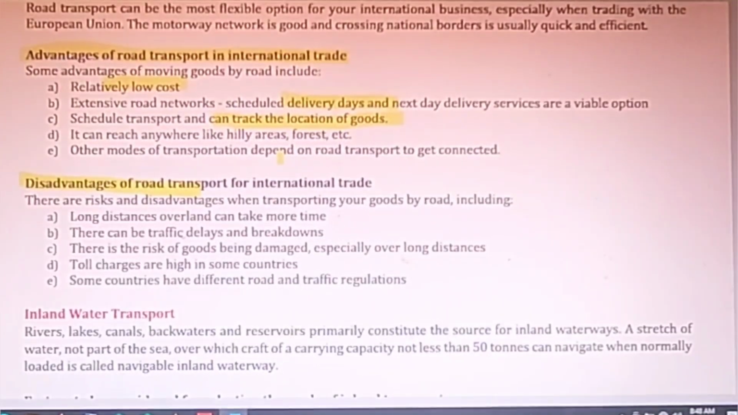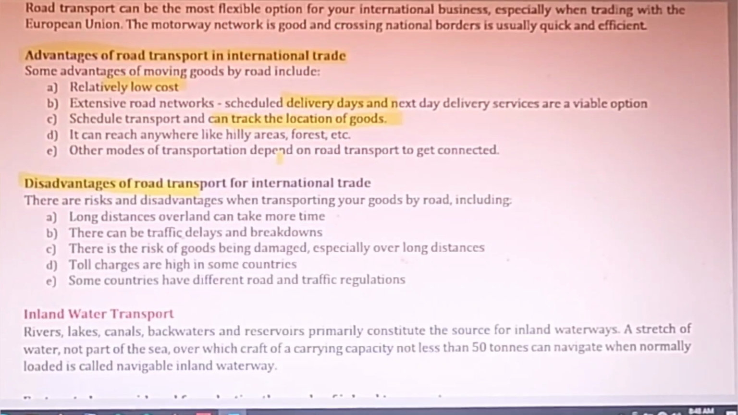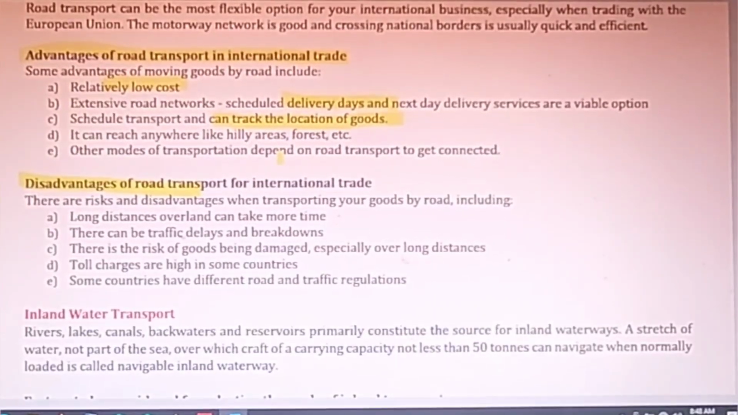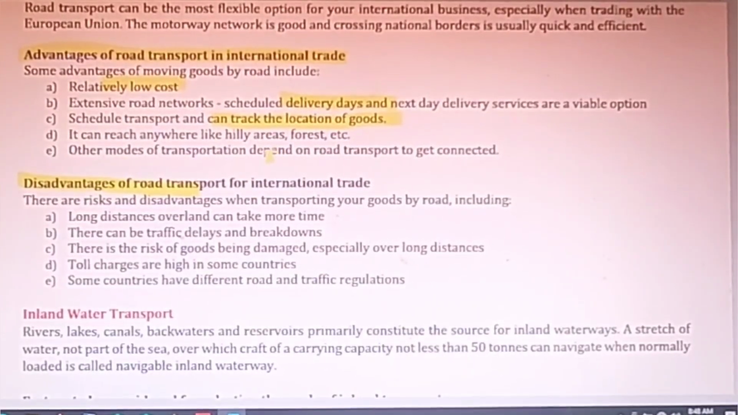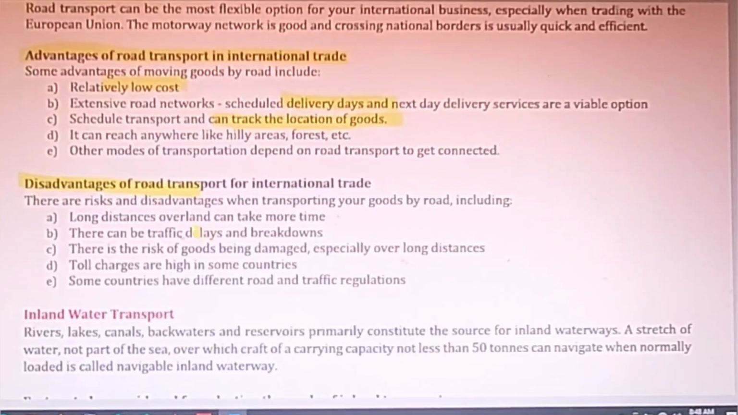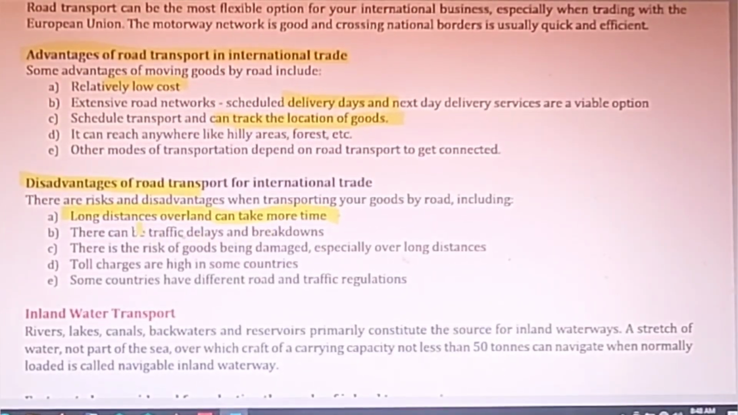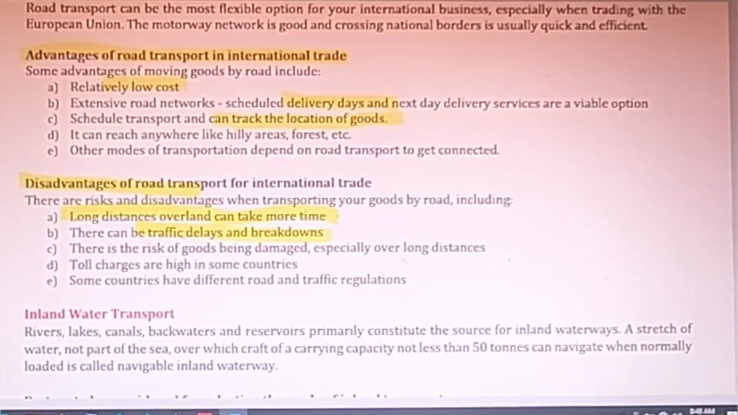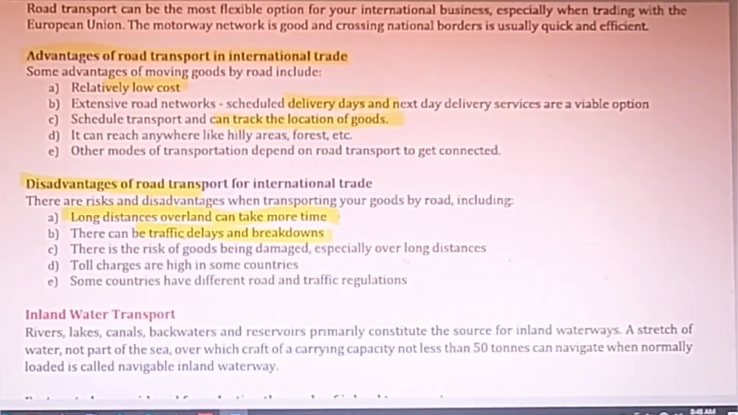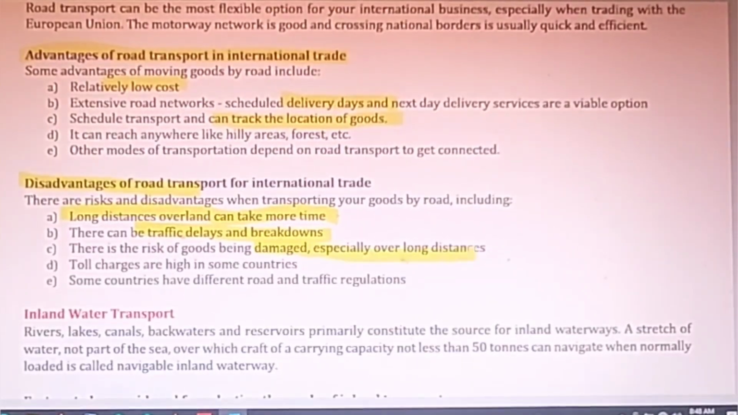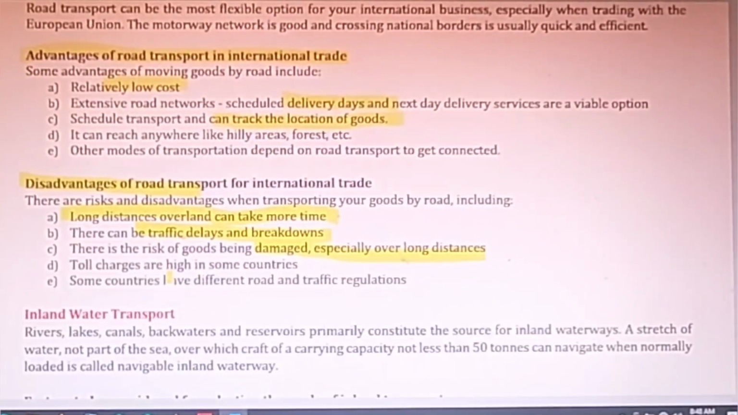In fact, to transport heavy goods, road transport is a very important one. And as far as disadvantages are concerned, for long distances, road transport can take more time. There may be delays if there is a traffic problem and breakdowns, and there is a risk of damage, especially over long distances. So, like that.